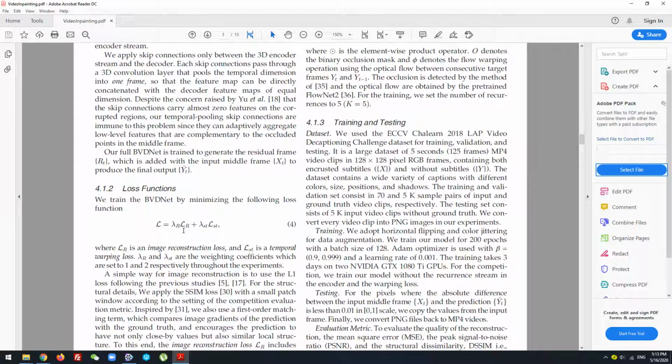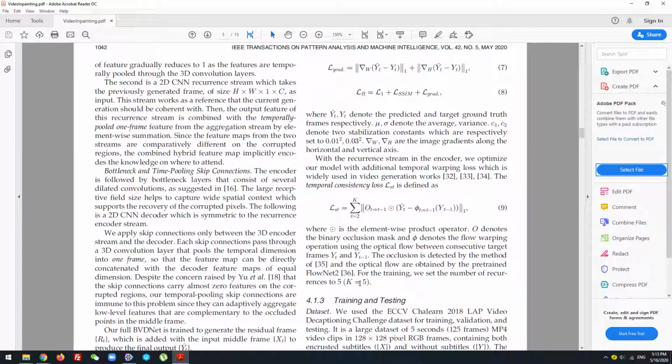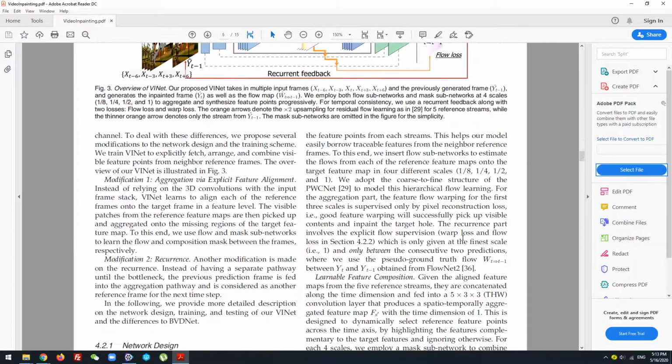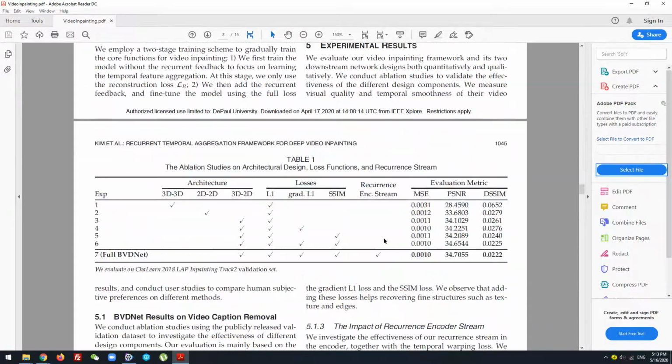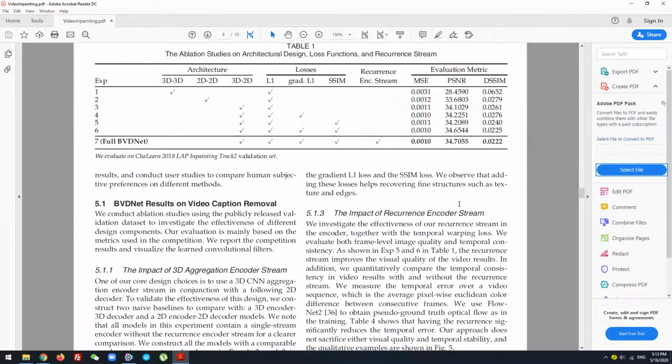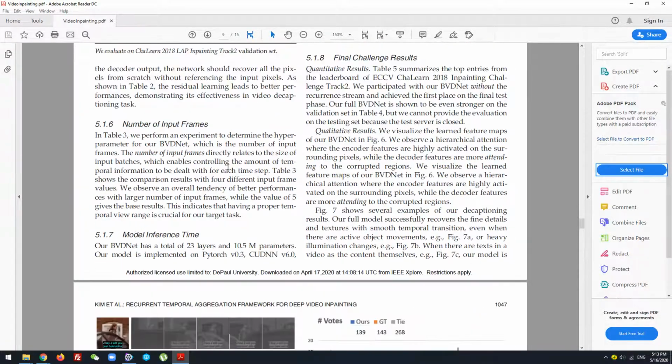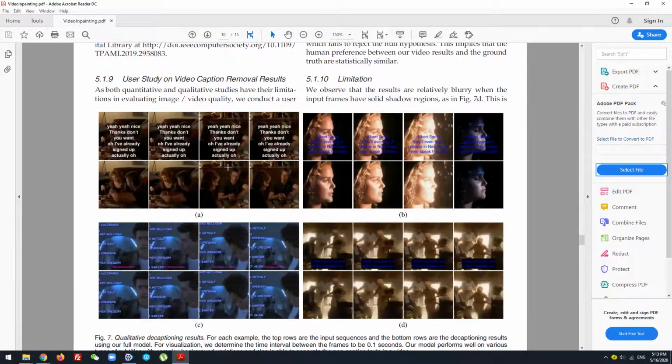For the loss function, it has two parameters here. LR is the image reconstruction loss, and ST is the temporal warping loss. The image reconstruction loss also has three parts. In the discussion part, the author talked about the differences between all these loss functions, and also compared his algorithm to several other algorithms.